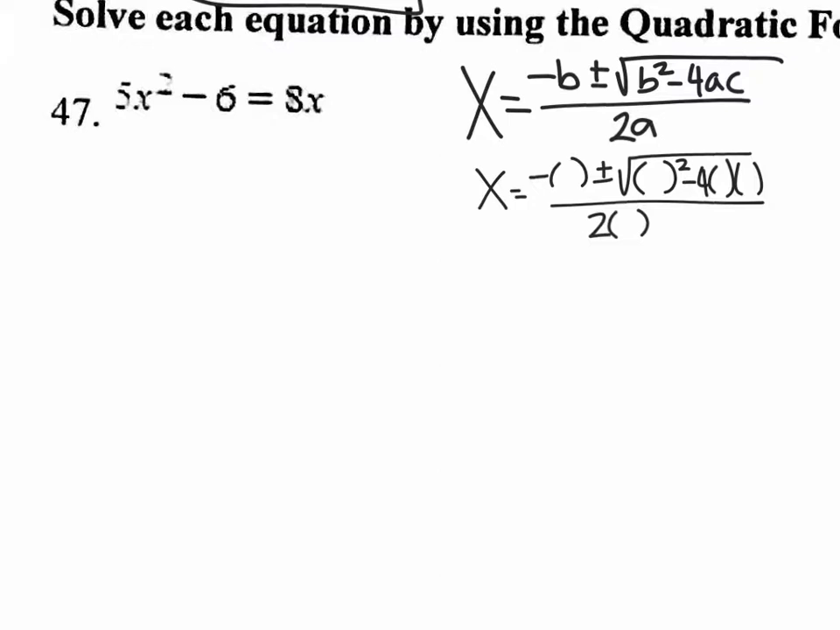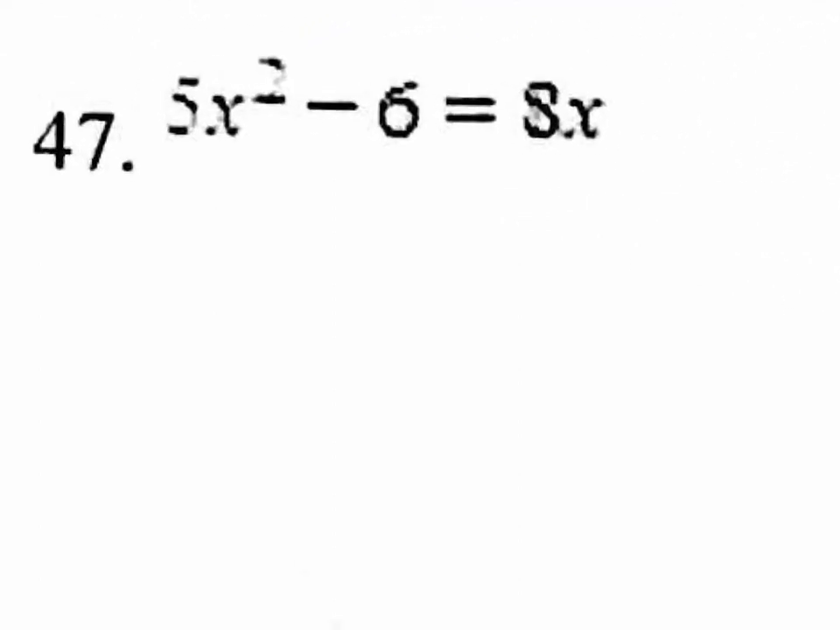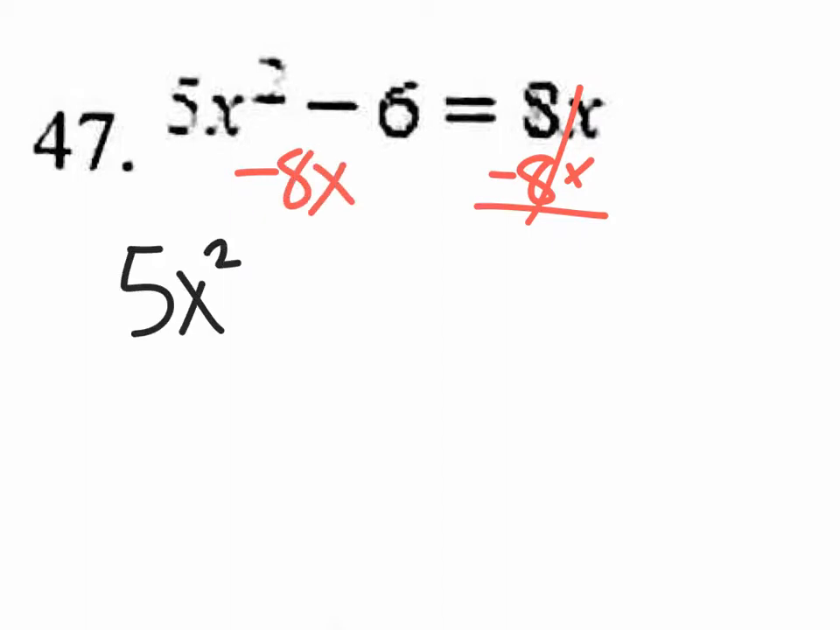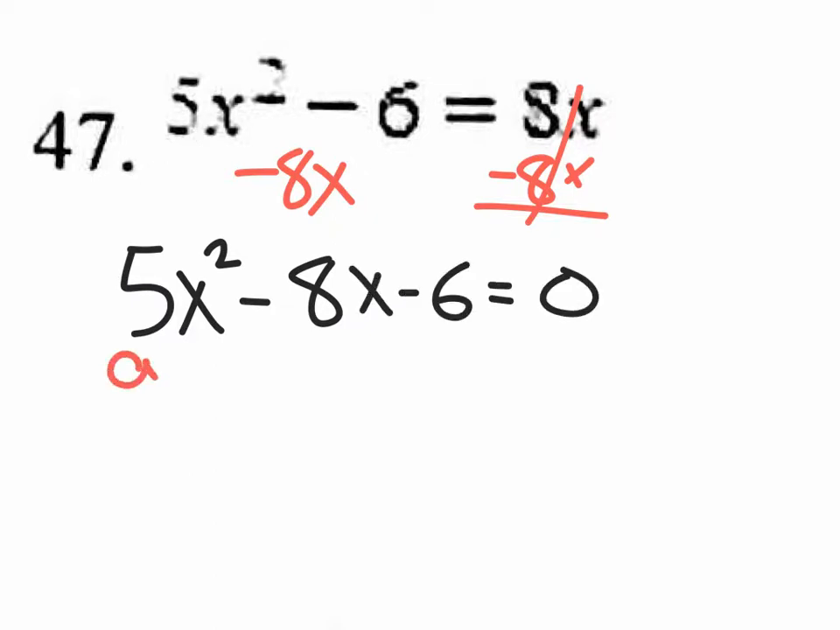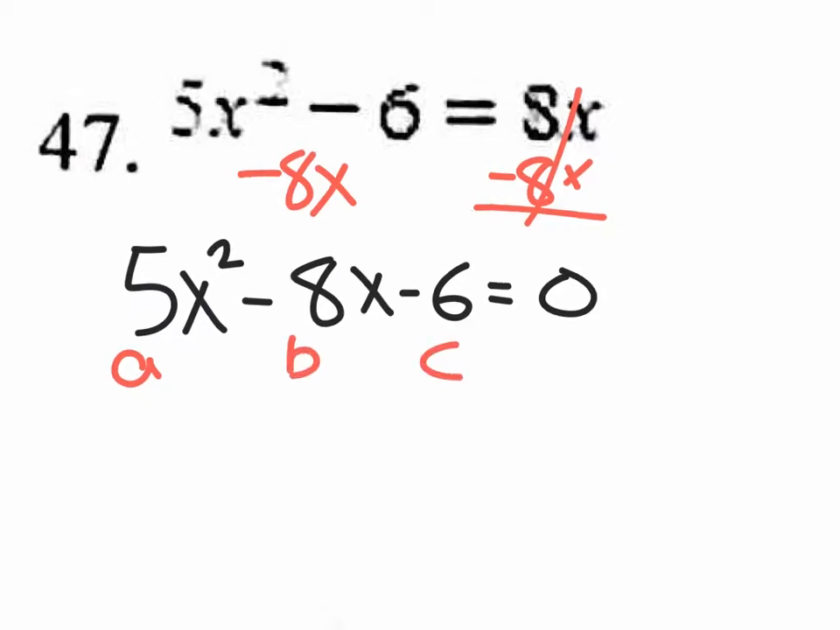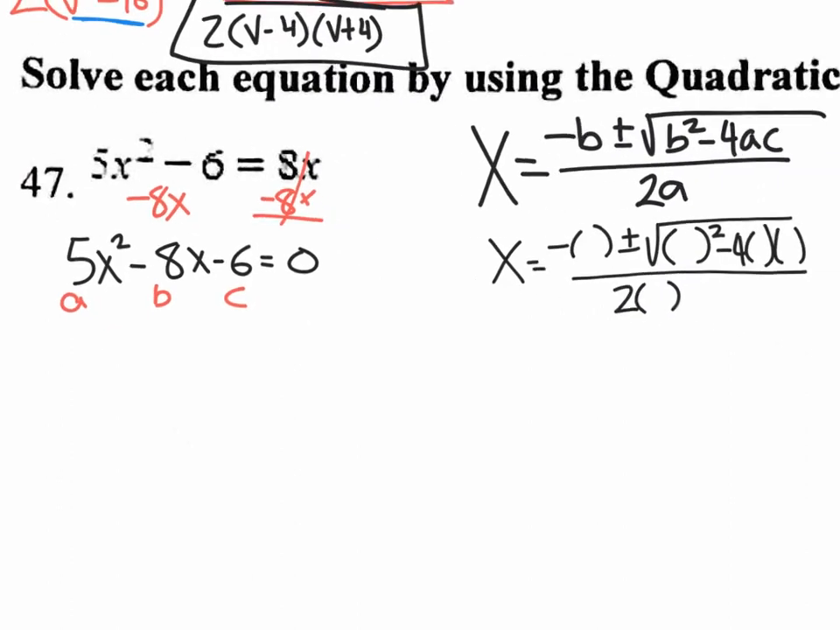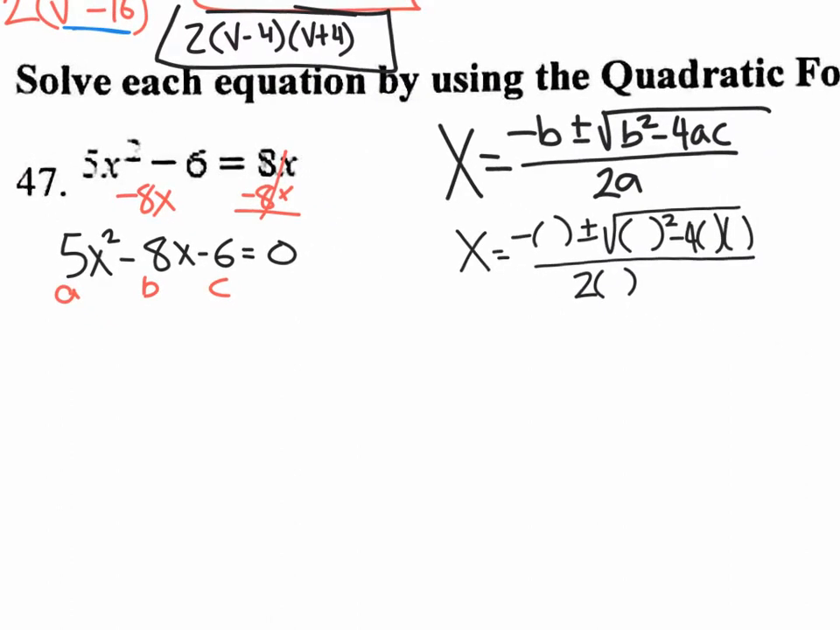So in order for you to apply the quadratic formula or even to factor, split, and solve, you need it to be equal to 0. So that's the first thing I want to do. I want to set it equal to 0 by subtracting 8x, cancels, subtracting 8x. I'm going to have 5x squared minus 8x minus 6 equals 0. And now I could identify A, B, and C. A is 5, B is negative 8, and C is negative 6. Which means I can now plug them into my quadratic formula.